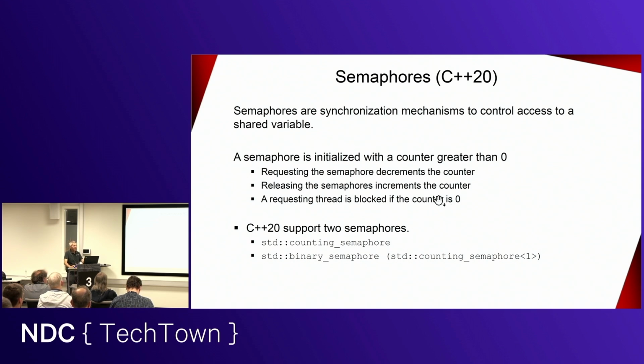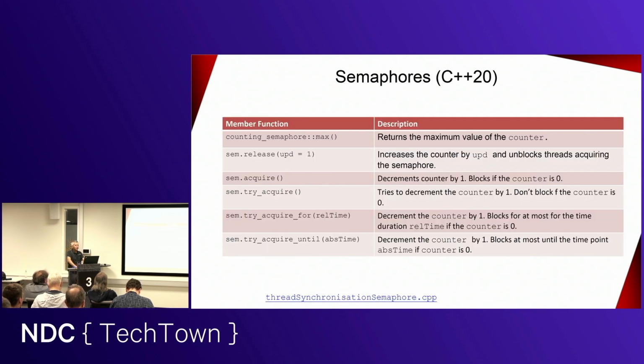And then we have two of them. We have a counting semaphore and an alias with the number 1, which can only have the states 0 and 1. This is what you can do with a semaphore. You can ask for its maximum value. You can release it, by default by 1. You can acquire it. You can try to acquire it. This may be successful or not, we don't know. And you can also do it with a time duration or time point. These are the data types you have since C++20.